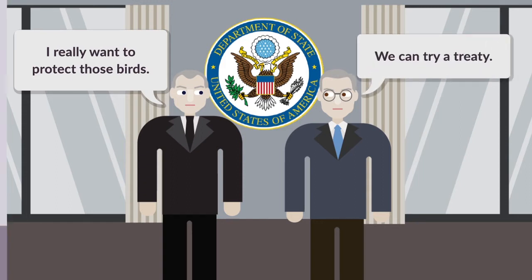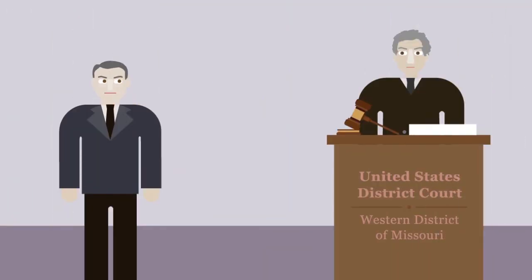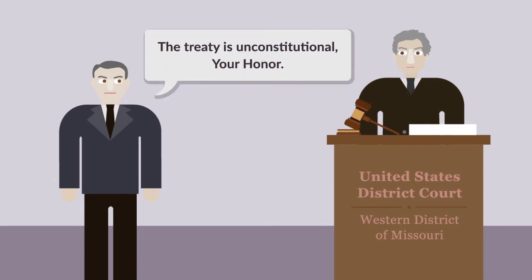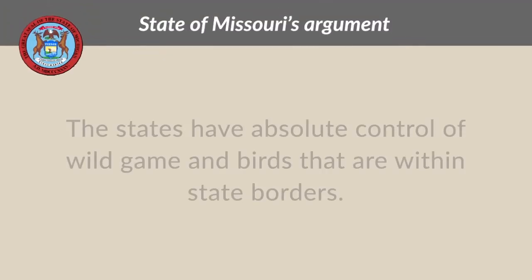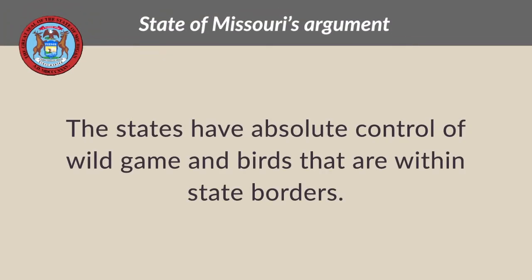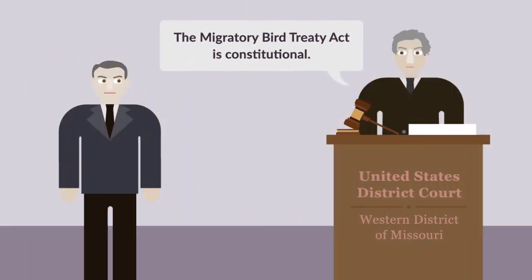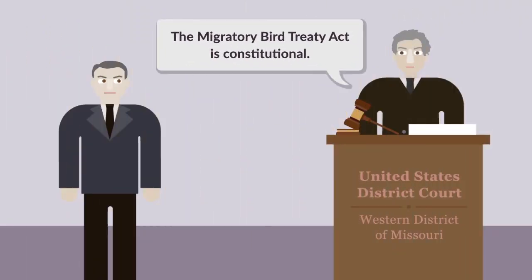with Great Britain. In response, the state of Missouri filed a lawsuit alleging that the treaty, as implemented by the Migratory Bird Treaty Act, was an unconstitutional interference with the powers reserved to the states by the 10th Amendment. The states, according to Missouri, had absolute control of wild game and birds within the state's borders. The district court disagreed with Missouri and held that the act of Congress implementing the treaty was constitutional.